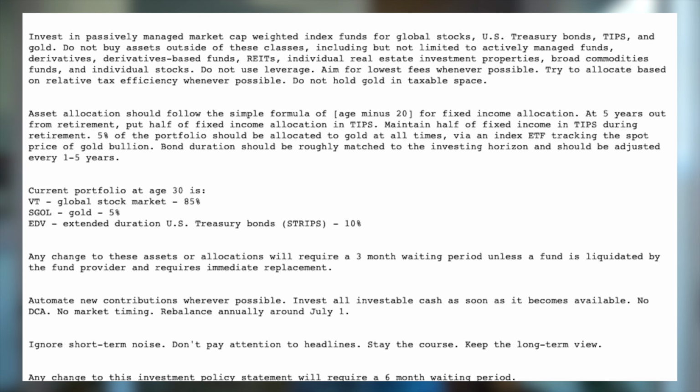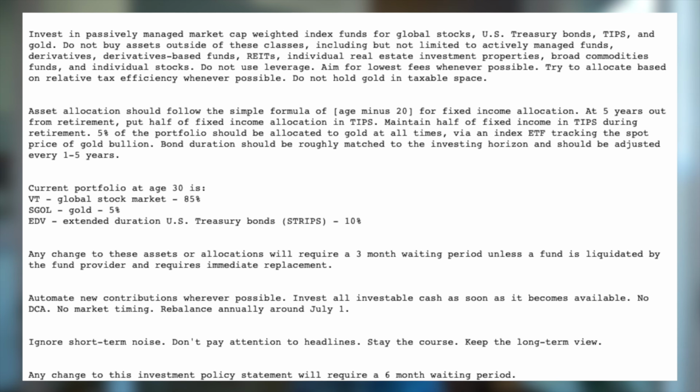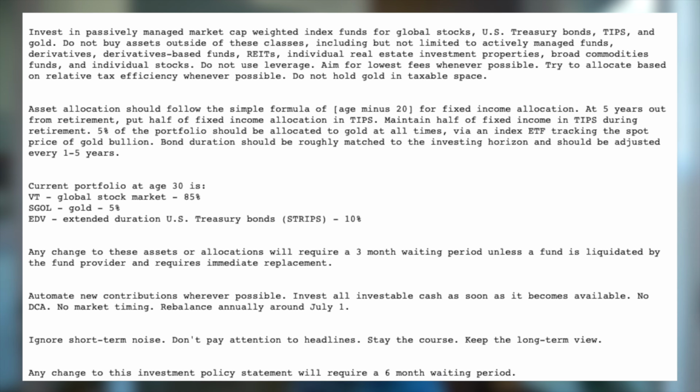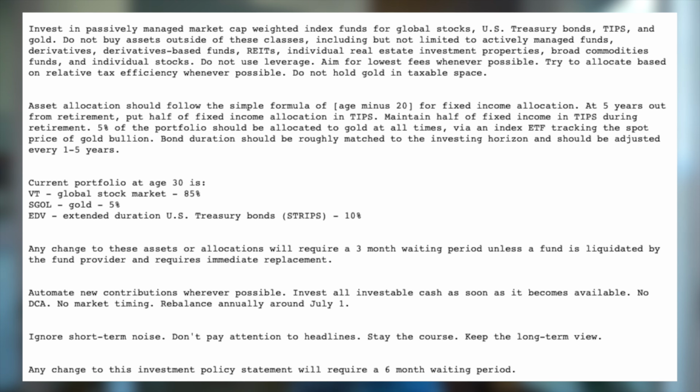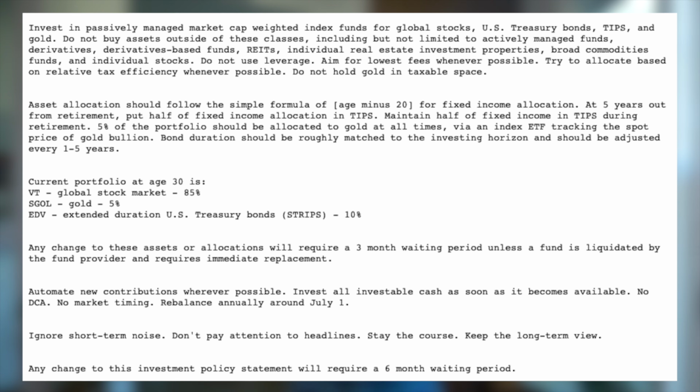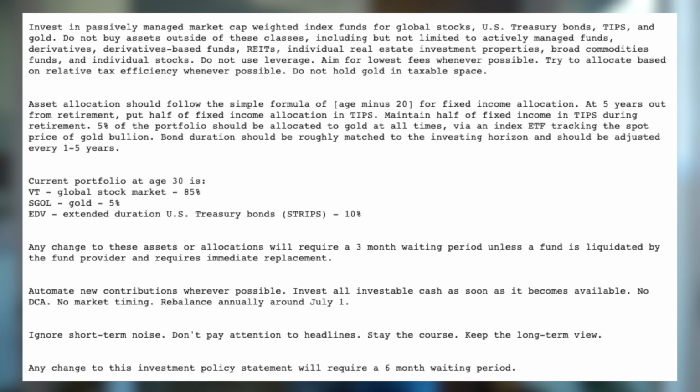Automate new contributions wherever possible. Invest all investable cash as soon as it becomes available. No dollar cost averaging, no market timing. Rebalance annually around July 1st. Ignore short-term noise. Don't pay attention to headlines. Stay the course. Keep the long-term view. Any change to this investment policy statement will require a 6-month waiting period.